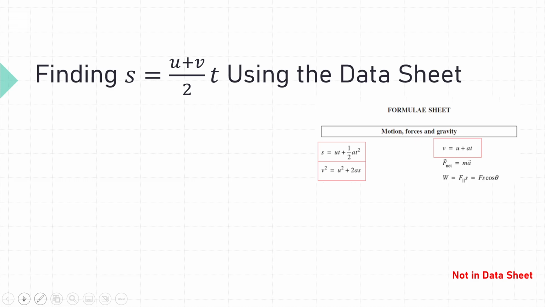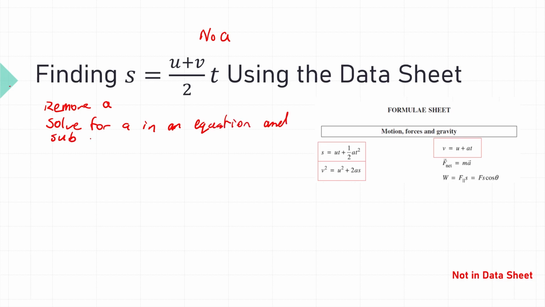The first one that we're going to do is s equals u plus v over 2, all times t. Now, to be able to calculate this, we want an equation where there is no a, no acceleration. So that means we want to be able to remove a. The way that we can do that is solve for a in one equation and substitute that solution, that expression, into another. The way I found the most simple and straightforward was to use these two equations, so our first and second.